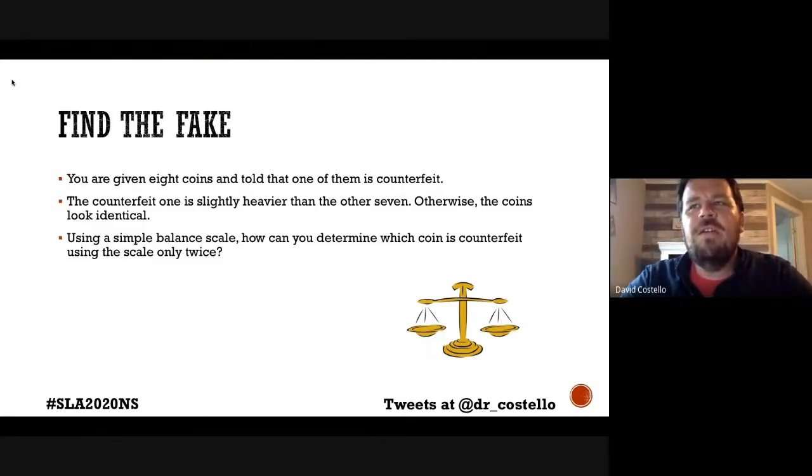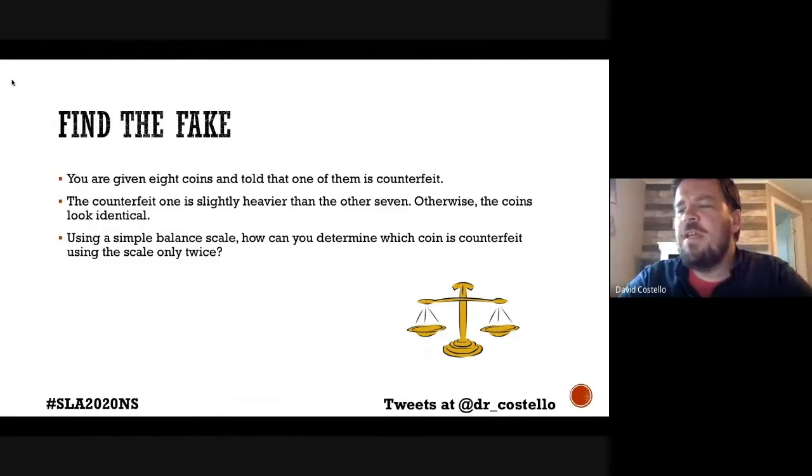You are given 8 coins and told one of them is a counterfeit coin. Uh-oh, seems criminal. The counterfeit coin is slightly heavier than the other 7 coins. Otherwise, the coins look identical. It's just that the counterfeit is slightly heavier. Using a simple balance scale, how can you determine which coin is counterfeit using the scale only twice? You can only use the scale 2 times. How can you determine which coin is counterfeit?